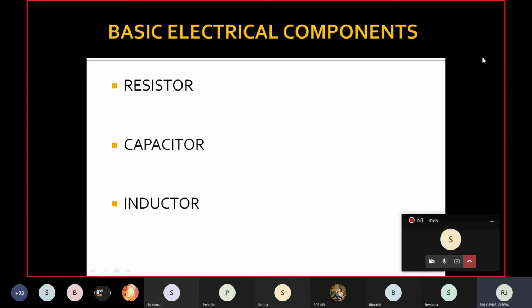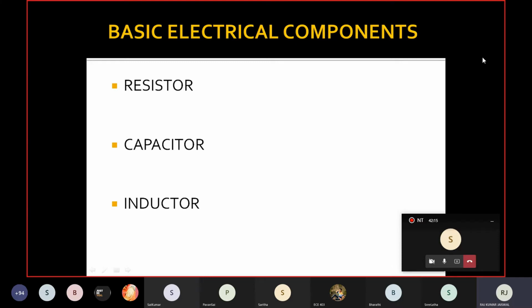As you know, component in the electrical or in electronics where we use generally resistor, capacitor and inductor. Resistor, capacitor and inductor. Okay guys, am I audible?